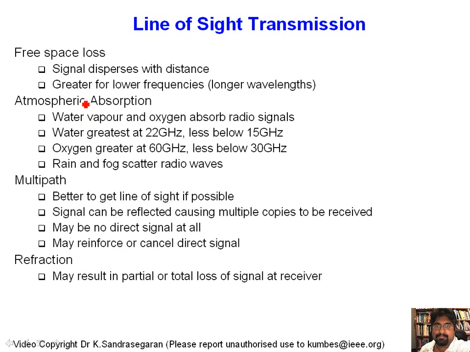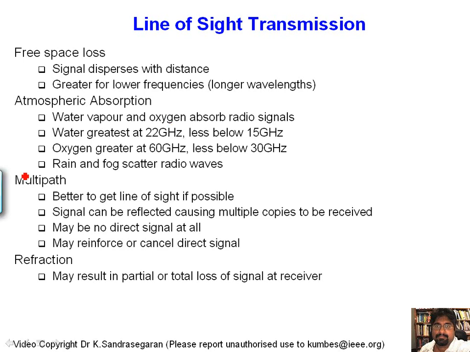The other thing that happens is atmospheric absorption. Atmospheric absorption becomes quite significant as we move to higher and higher frequencies. So things like water vapor and oxygen start absorbing electromagnetic waves at high frequencies, and some of these have to be taken into account. For example, if you're planning a satellite link in the tropics where there's a lot of water vapor, you have to consider the amount of rainfall and the amount of water vapor in the planning of a line of sight transmission.